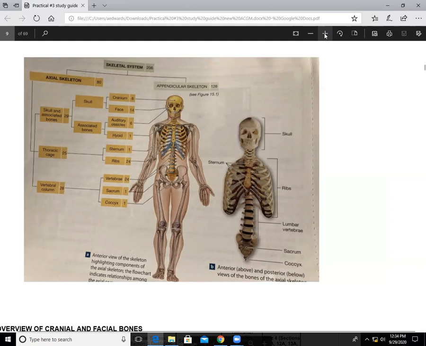The thoracic cage is 25 bones, 24 ribs, 12 on each side, and then the sternum. Your vertebral column has 26 bones. You have 24 vertebrae, you have sacrum and you have coccyx. So you can kind of see that here too. Skull, thoracic cage with the ribs, and the sternum, vertebral column, sacrum, and coccyx. Okay, that's your axial skeleton.